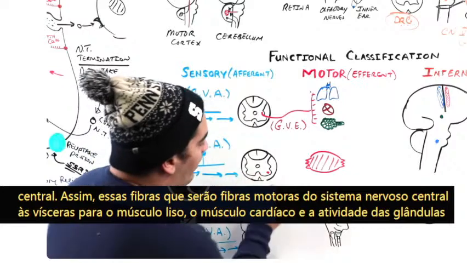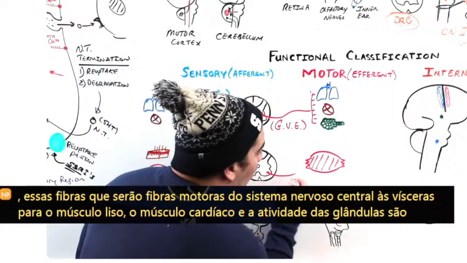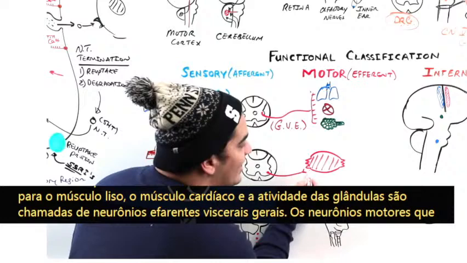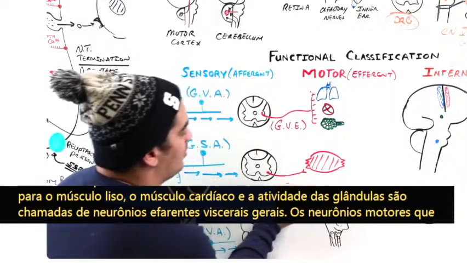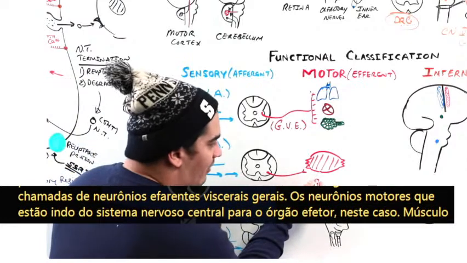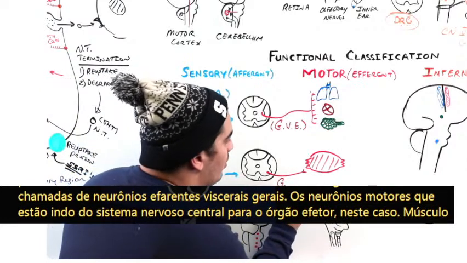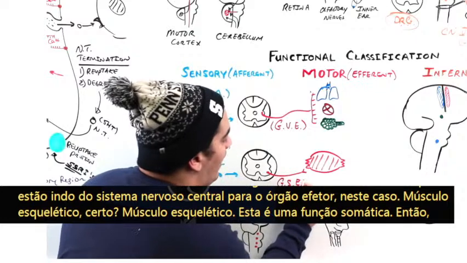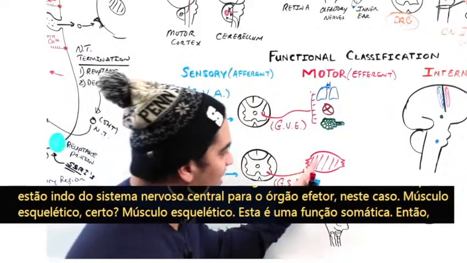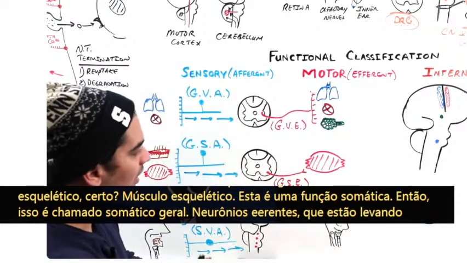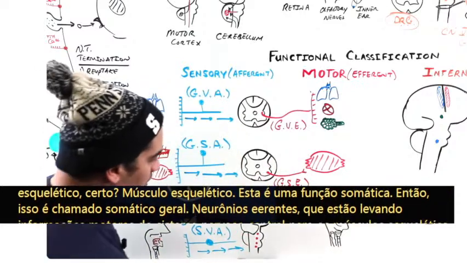The motor neurons that are going from the central nervous system away towards the effector organ, in this case skeletal muscle, right? Skeletal muscle, this is somatic function. So this is called general somatic efferent neurons, which are taking motor information from the central nervous system to skeletal muscles. Last but not least, the ridiculous ones here.